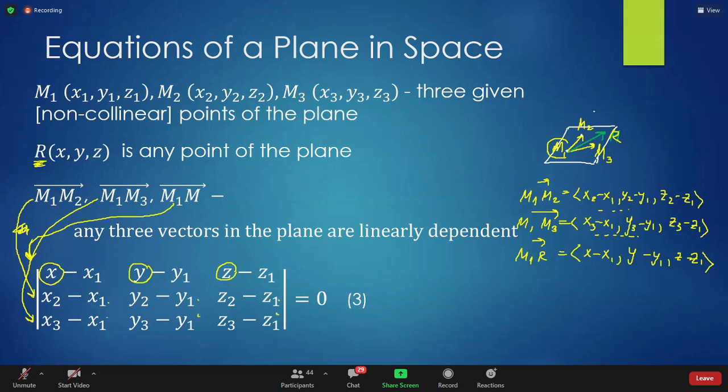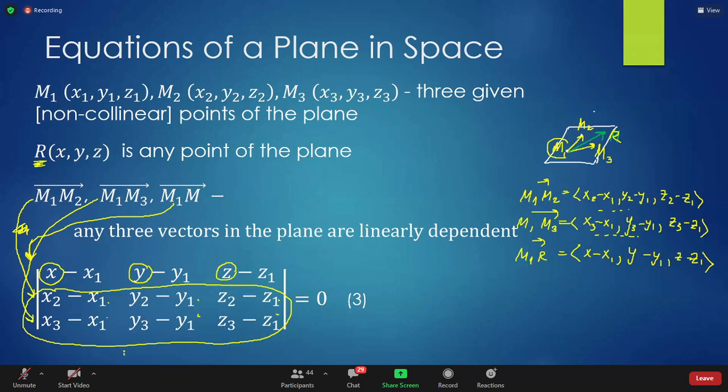There are more interesting connections. For example, when I use these minors, these last 2 rows, I can find the 3 coordinates of the vector product of the 2 yellow vectors, m1m2 and m1m3. The vector product works as the normal vector of this plane because it's perpendicular to the plane.